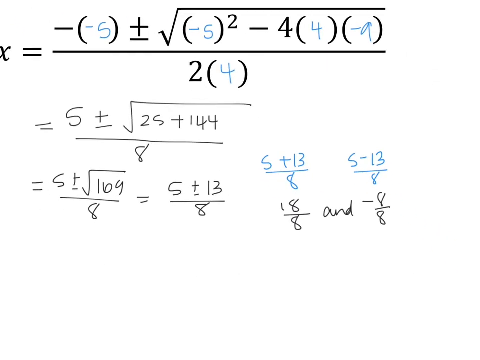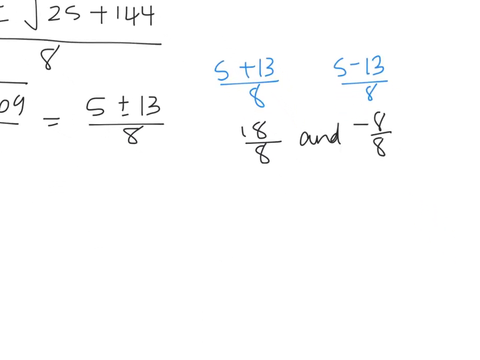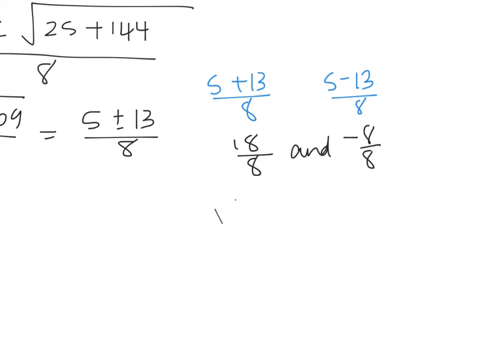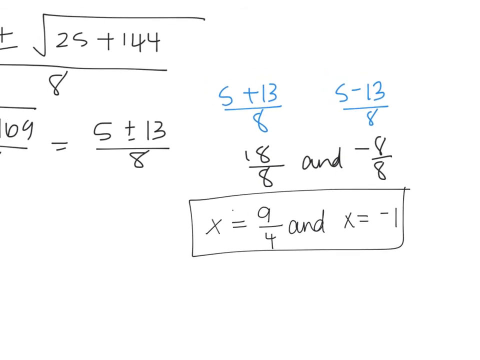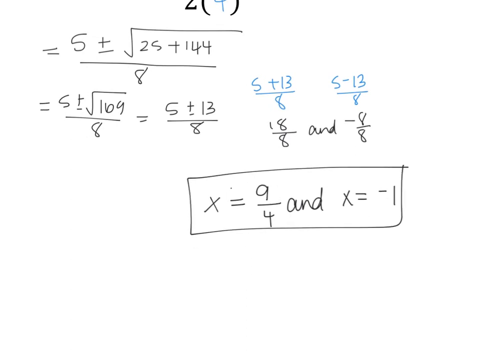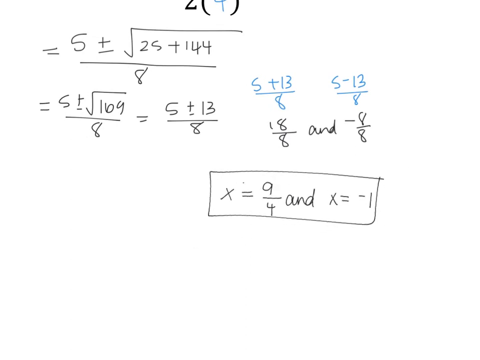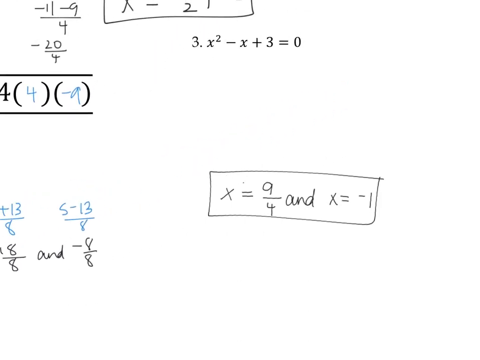If you keep going and simplify to your last fraction, you'll have x equals 9 over 4 and x equals negative 1. Those are my two solutions for this quadratic that I got from my quadratic formula. And again, if I wanted you to answer how many solutions you have, well, that would be you having two real solutions. All right, let's move over and see this number 3.